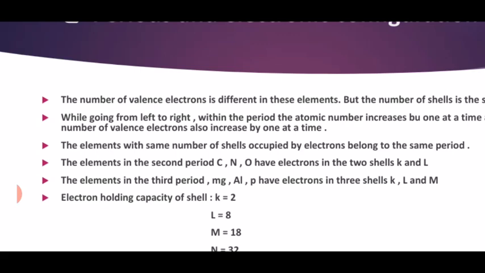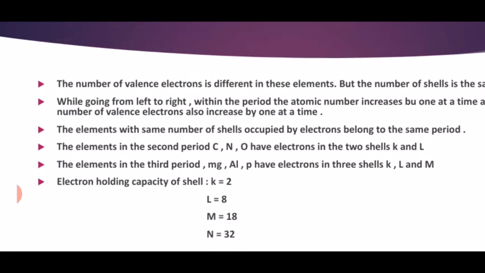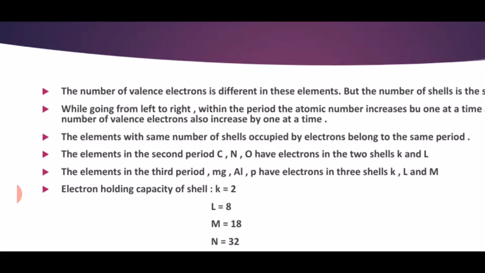Now next point is the electron holding capacity of a shell. In the first shell, how many electrons are there? 2 electrons. L shell 8 electrons. M shell 18 electrons. N shell 32 electrons.